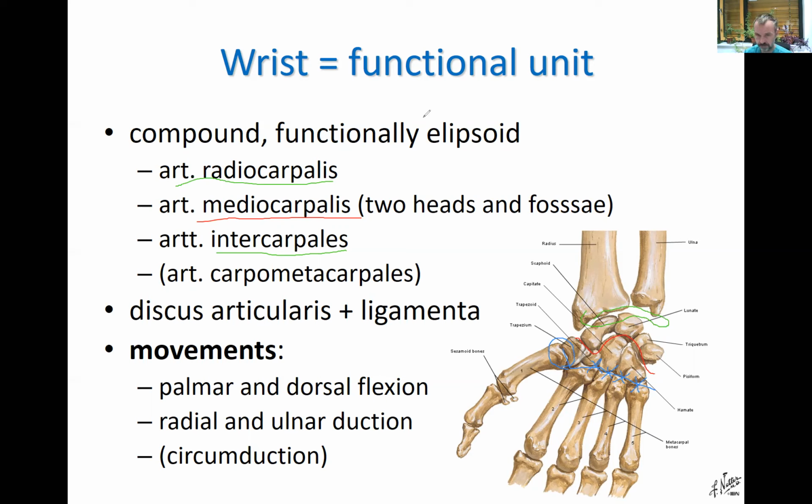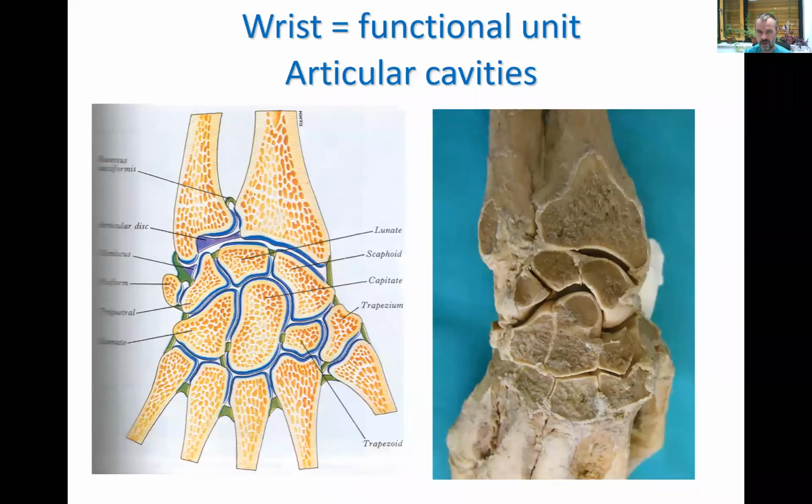Of course, there are ligaments, and there's one disc. The disc is located in this free space. And the hand as a whole, and we will talk about it at the end, performs flexions and ductions. No rotation is allowed based on the wrist joint, as I will show you. So this is just an introduction. Now let's look closer here.